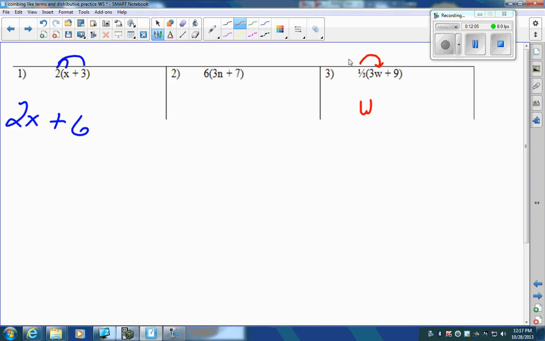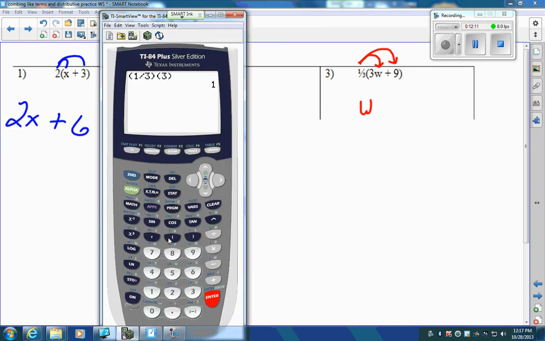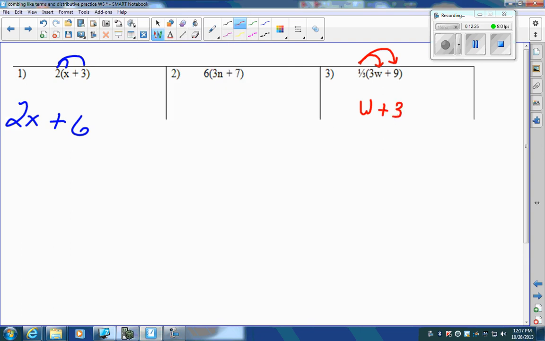Then 1/3 times 9. I can go in here again and put in there 1 divide 3 and make it times 9. And then, so now when I multiplied it, now that is plus 3.